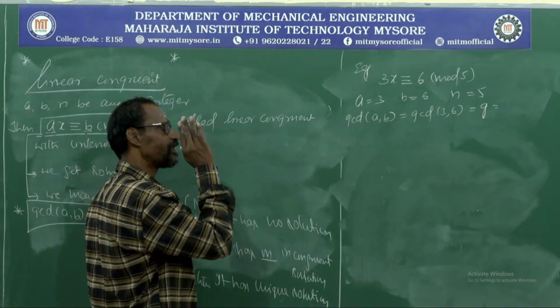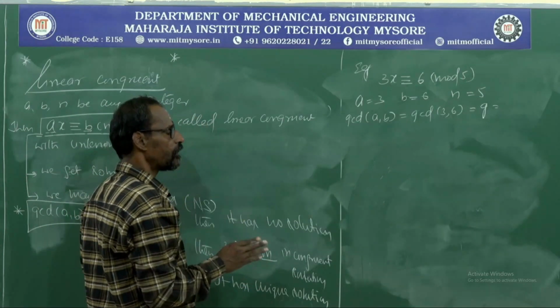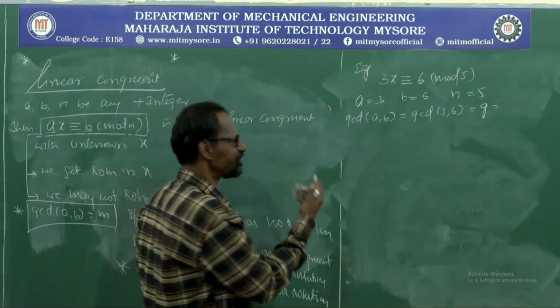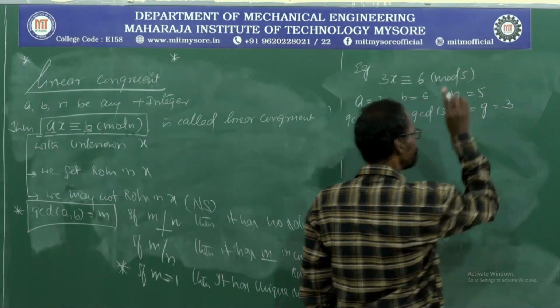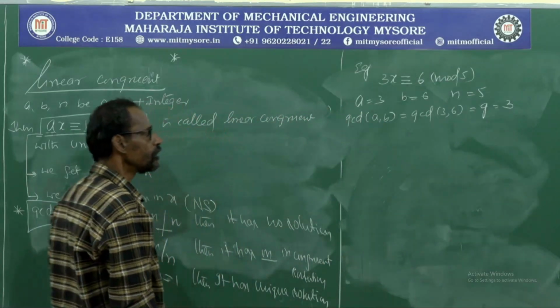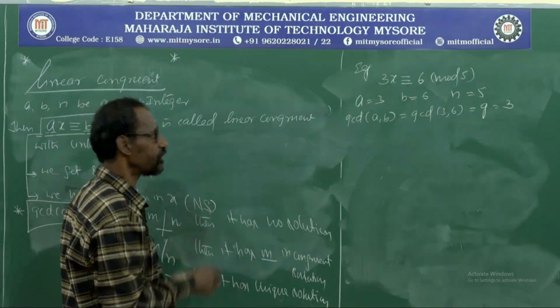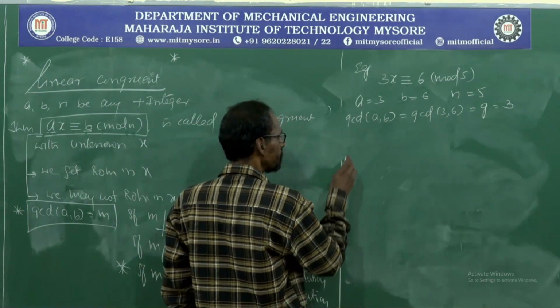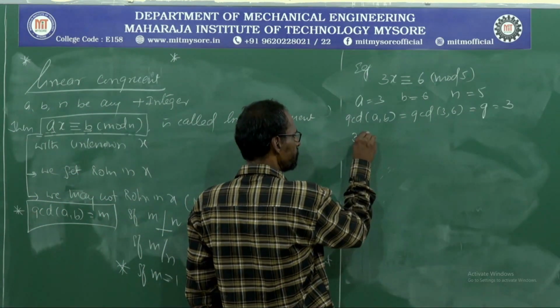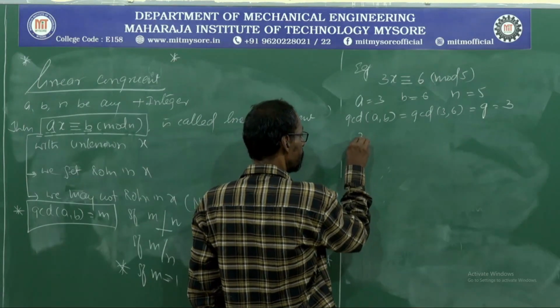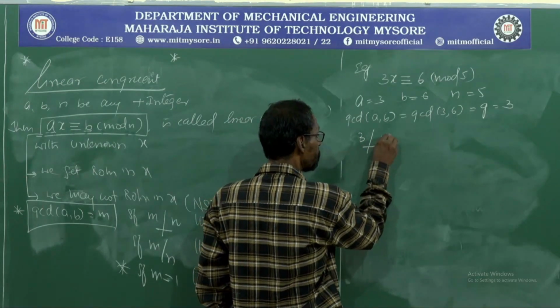The classical approach is for when the numbers are simple, and the Euclidean algorithm is for when the numbers are too large. Here it's simple, so I can say directly 3. The GCD of A comma B is equal to 3. The next question is, I can say 3 does not divide 5.